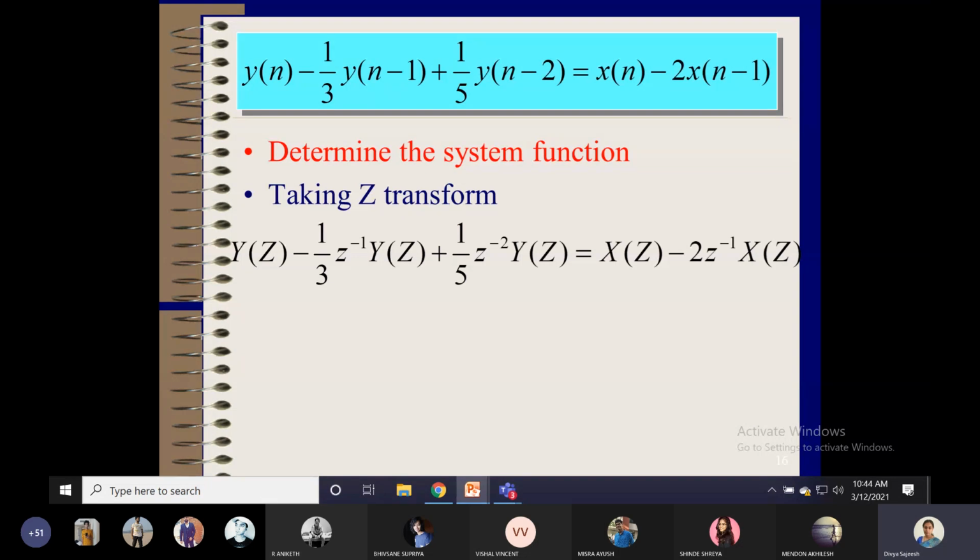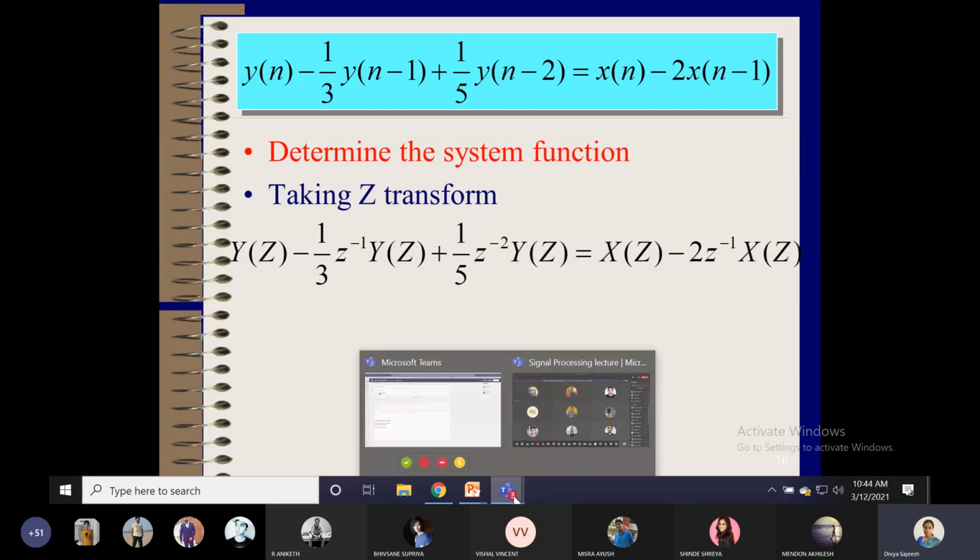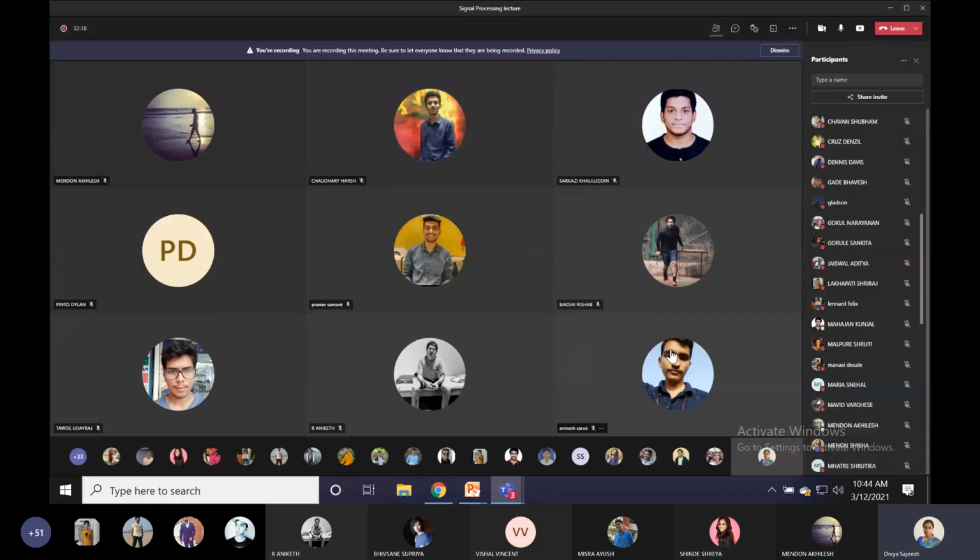Now you have to obtain the system function or the transfer function. So what is the equation for the transfer function? What is the equation for the transfer function?